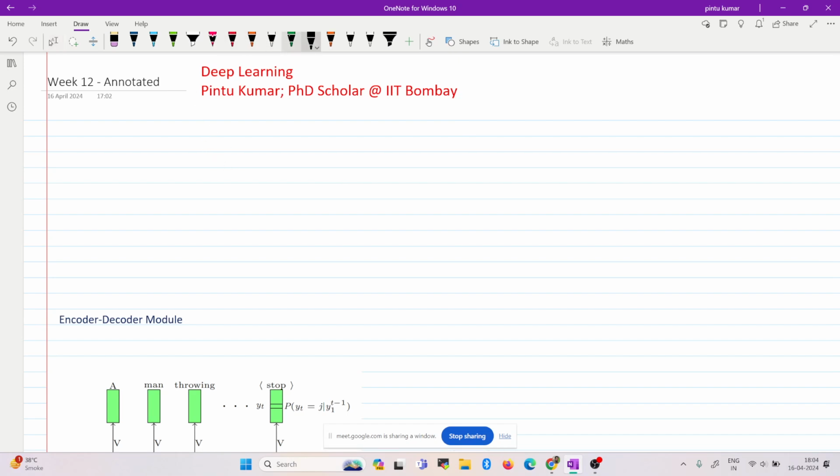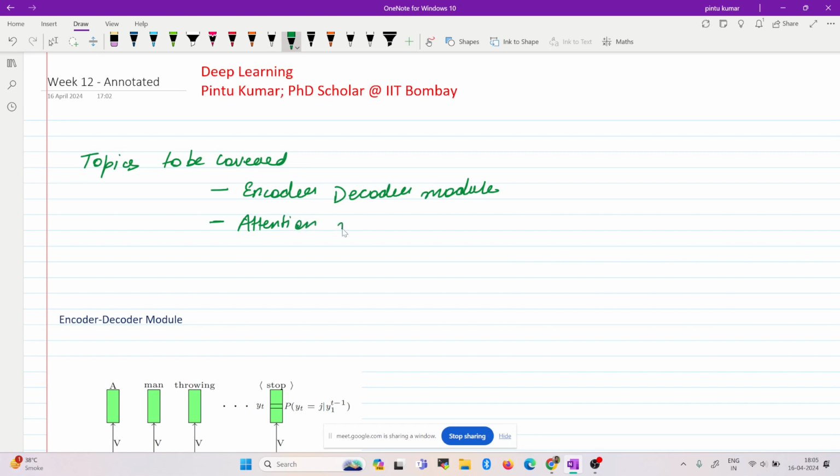So the topics that I plan to cover today are the Encoder-Decoder Module, and then we are also going to talk about a variant of attention mechanism. The attention mechanism that we would be covering over here is similar to what is covered in the course.